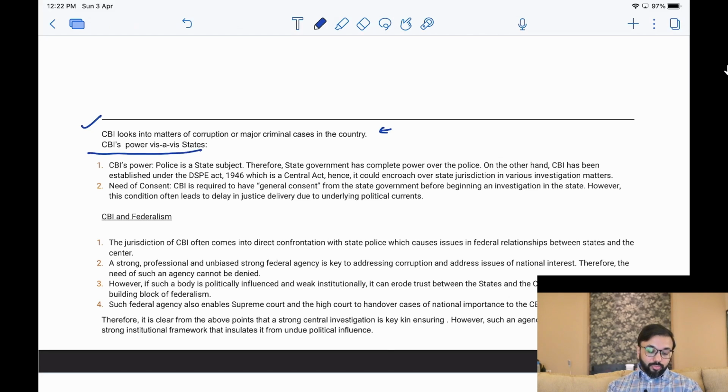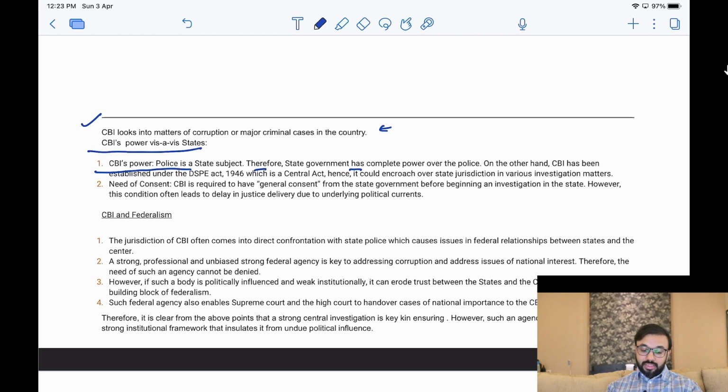Now then I defined what are the CBI's powers vis-a-vis states, because UPSC is asking in this question about CBI's powers. So first you define the CBI's powers in respect with states. If you look at CBI's powers, police is a state subject, therefore state government has complete power of the police. On the other hand, CBI has been established under the special DSP Act, Delhi Special Police Act, which is a central act, hence it could encroach over state jurisdiction in various investigation matters.